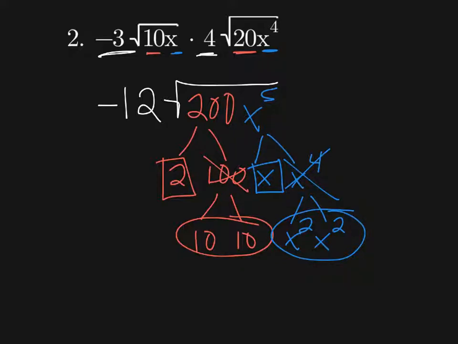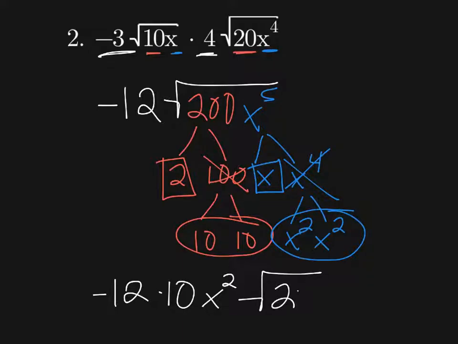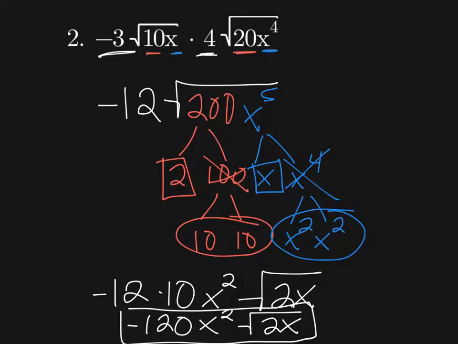They go out with the negative 12. So we have negative 12 already outside. We have times 10. We also have an x squared. Inside, what's boxed? We have a 2x. Let's simplify. Negative 12 times 10, that is negative 120. So we have negative 120 x squared outside times the square root of 2x inside. And there's our final simplified answer. All right, you guys have a good day.